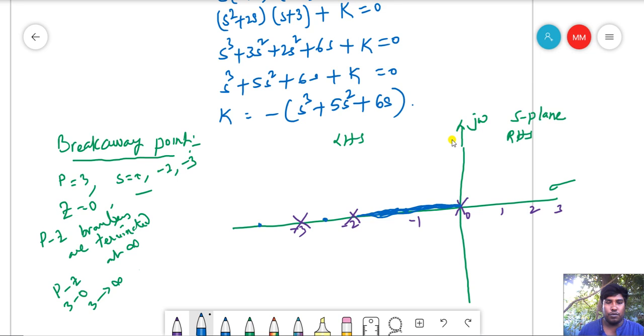Okay, now keep another point here. Now the right side should be an odd number, 3 poles. So this point also lies in the root locus. So it goes to infinity, right?